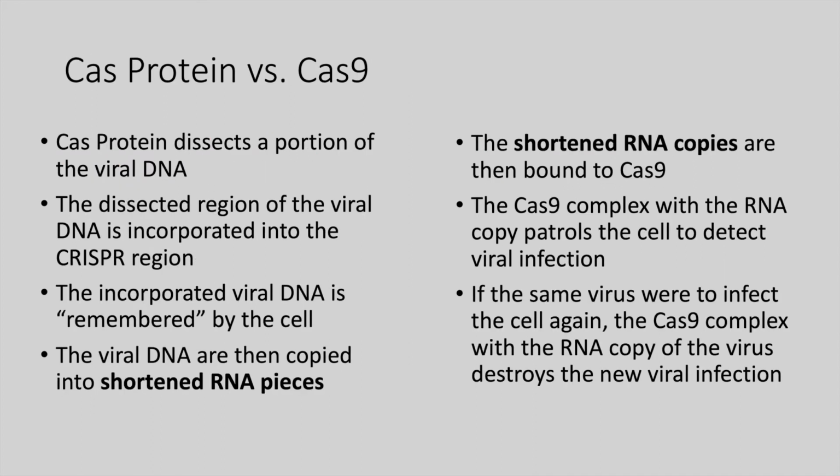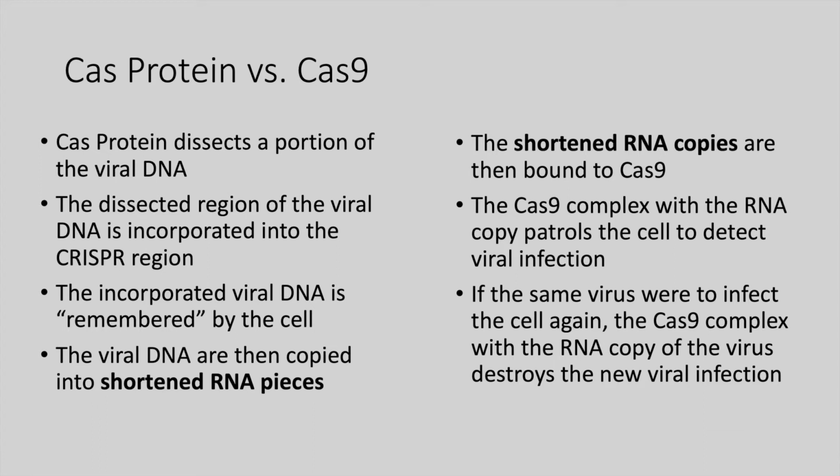So, the comparison of Cas protein versus Cas9 protein. The Cas protein's function is to dissect a portion of the viral DNA. Once the bacteria is infected with a prophage, the Cas protein will go over to the prophage, dissect a part of it, and incorporate it into the CRISPR region of the bacteria. What this action accomplishes is that the cell remembers the viral DNA and its makeup, so that it will be prepared for the next time it is infected by the same viral species. Then, as a result, the viral DNA is also copied into shortened RNA pieces. And that is the entirety of the function of the Cas protein.